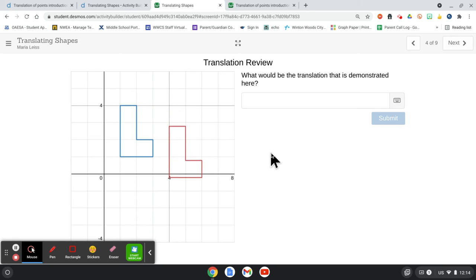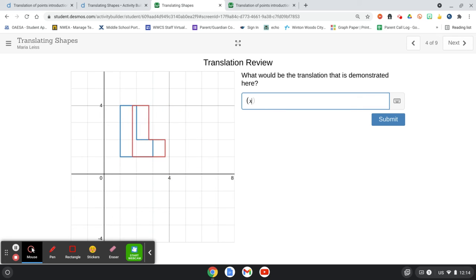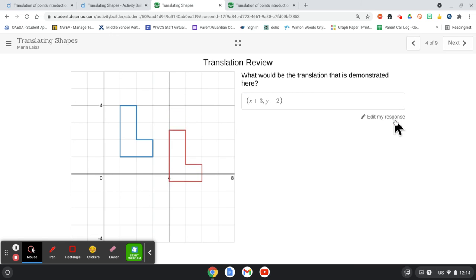Now, what translation is happening here? How many over and how many down? It's moving to the right, so we know it's going to be x plus. And if we look real carefully, it's going 1, 2, 3 over. And then it goes down 1, 2. So then y -2. That's what we would type, because it's moving to the right 3 and then down 2.